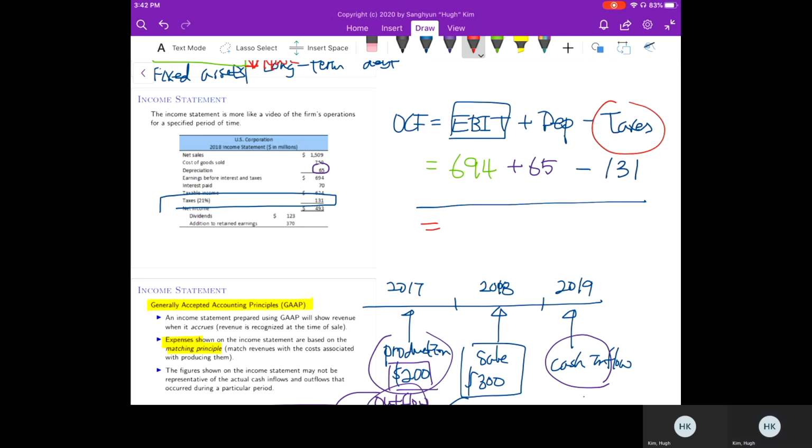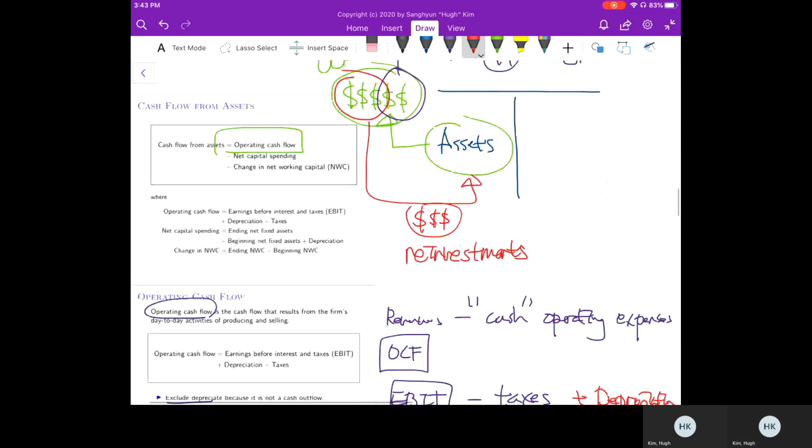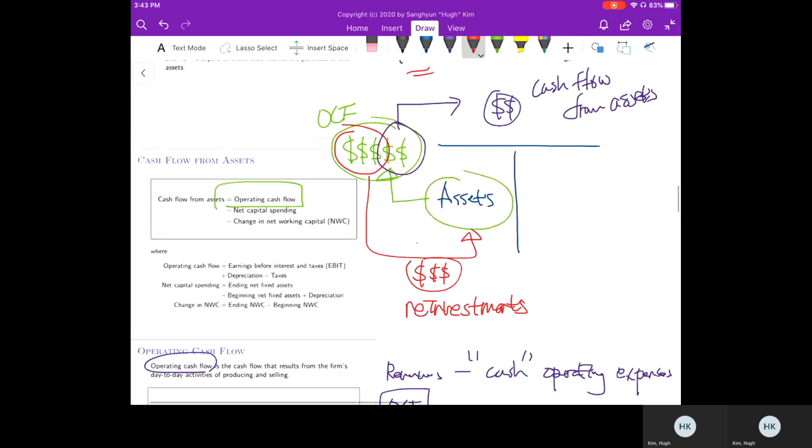So this, I believe, is $628 million. So that is operating cash flow. Okay. So this is operating cash flow, $628 million in our example.